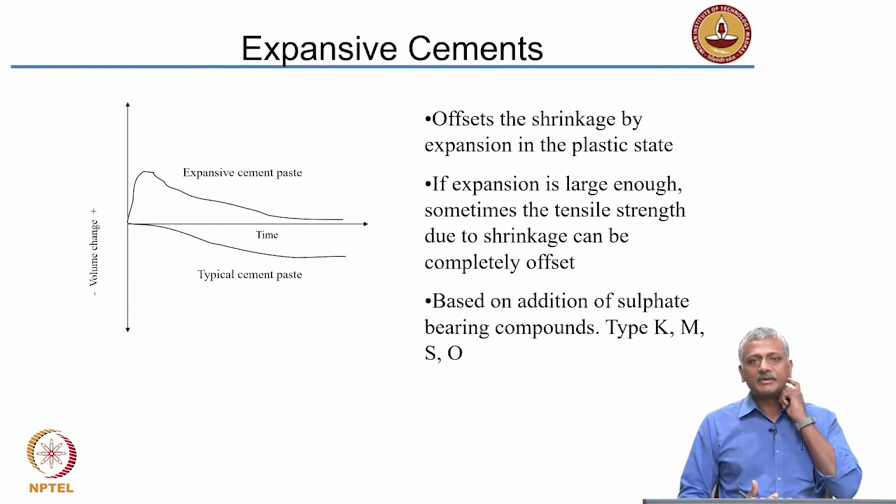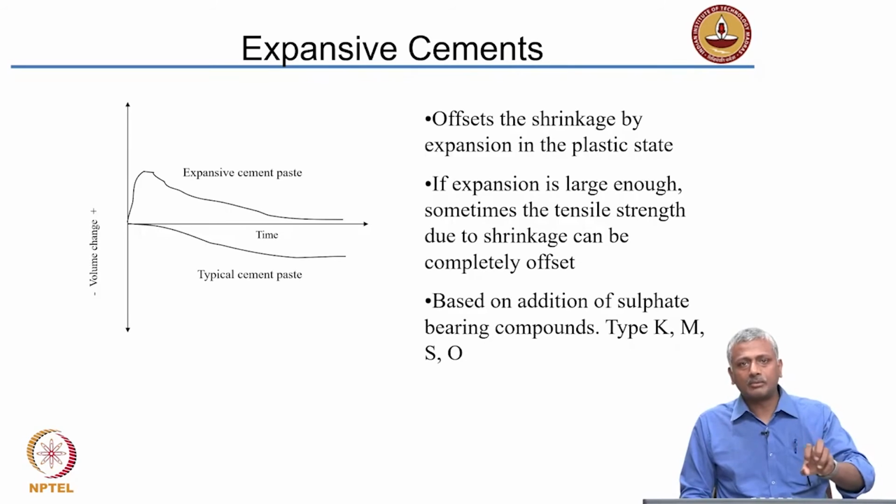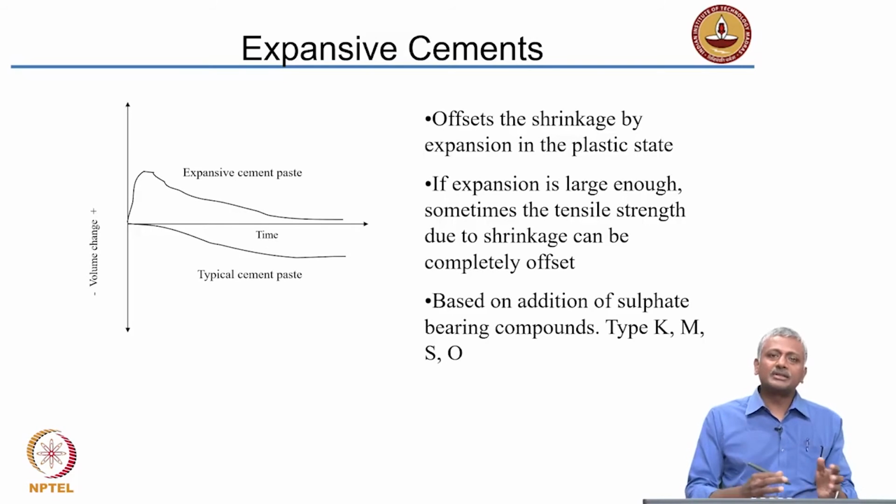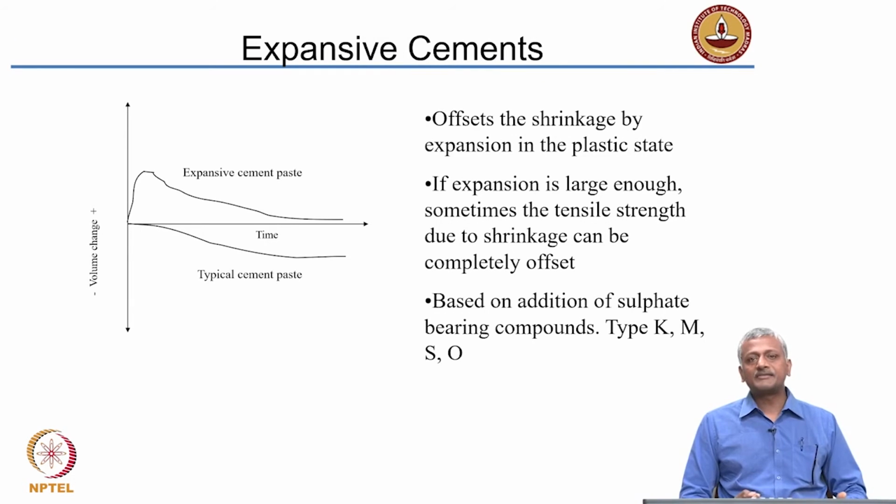Now, there are certain cements which are not belonging to the same category that we just talked about from the basic composition of the 4 different compounds that you have. These are cements which are produced in a slightly different manner. So one such cement is called expansive cement.